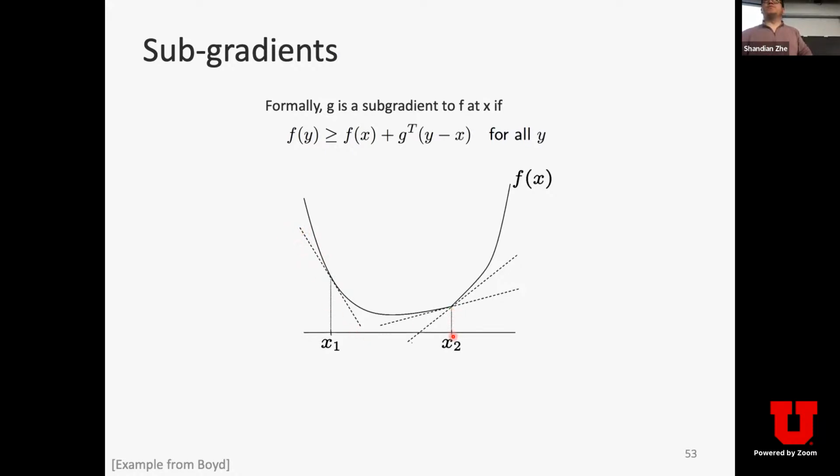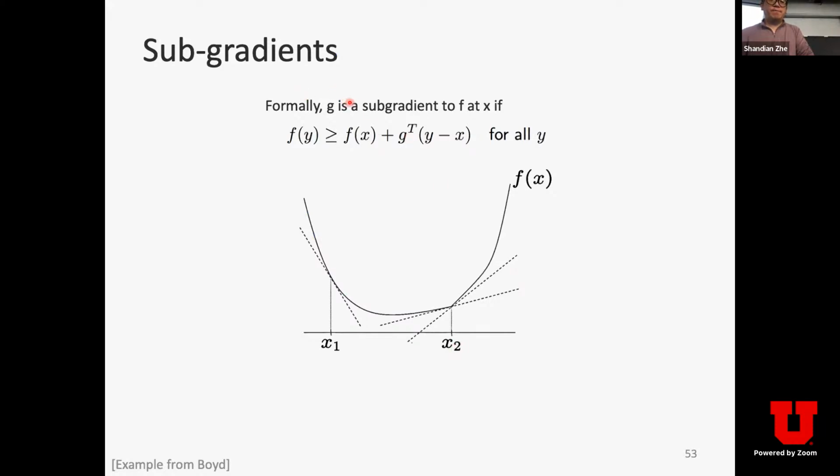But at x2, we're not able to compute the gradient of f at all because f is not differentiable at this point. However, if we can draw a line which passes through x2 and f of x2, and this line still stays below the entire body of f of x, then we view the slope as a subgradient of f at x2. Does it make sense, right?